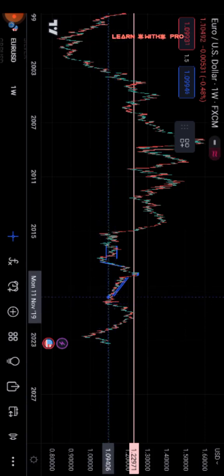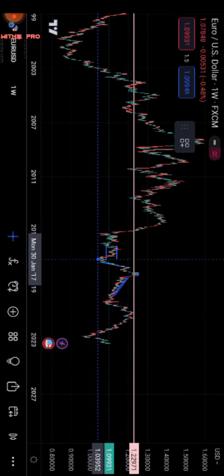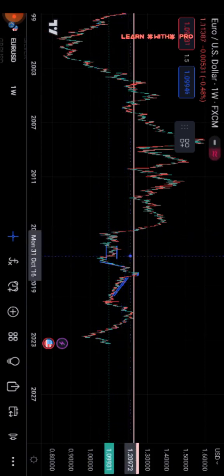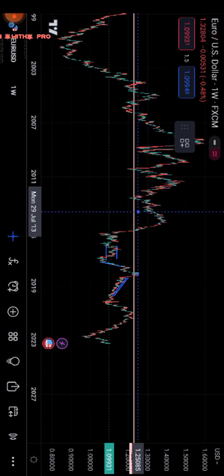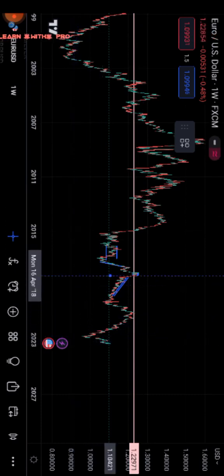Why? Because when price gets here, it reversed. This is a support zone, this is a support zone, this is a resistance zone, this is a resistance zone, this is a support zone. But now this is another tip. So that your chart is not jam packed with lines, you just have to look for major support and resistance zones.